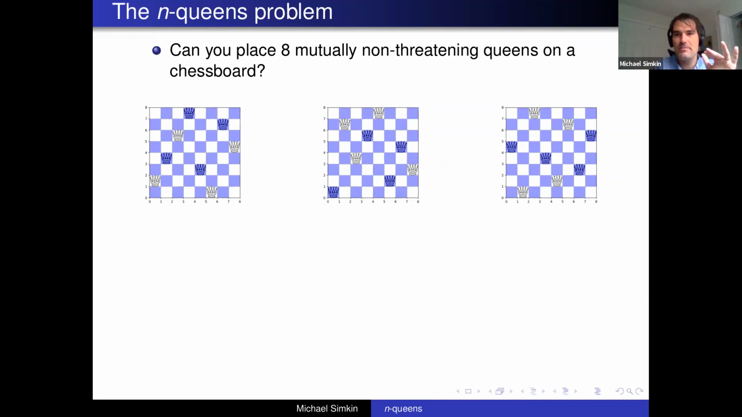And 8 is definitely the maximum, because the chessboard is 8x8. You can have at most 1 queen in each row, so you definitely can't put more than 8 queens on the board. But in fact, you can put 8 queens on the board. I invite you to try to solve this yourself. It probably won't take long. Or you can just look at these solutions on the slide.